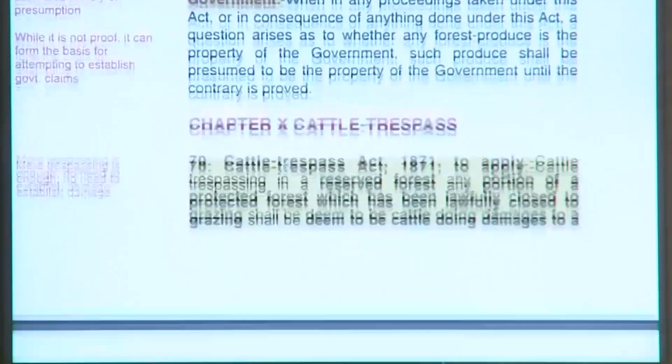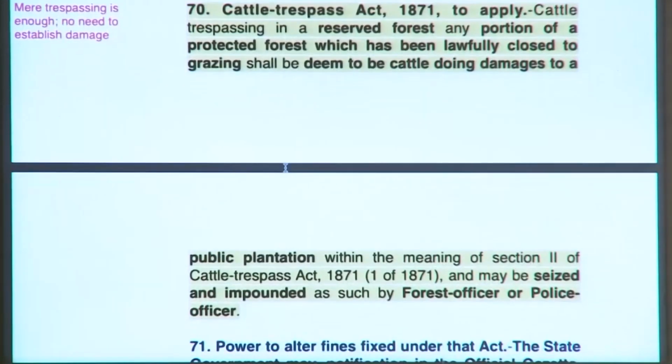So, there is a provision of summary trials, a provision of compounding the offences, and a presumption that forest produce belongs to the government. Then you also have provisions for cattle trespass. The Cattle Trespass Act 1871 applies. Cattle trespassing in a reserve forest, or any portion of a protected forest which has been lawfully closed to grazing, shall be deemed to be cattle doing damage to a public plantation under the meaning of section 2 of the Cattle Trespass Act 1871, and may be seized and impounded by such forest officer or police officer.